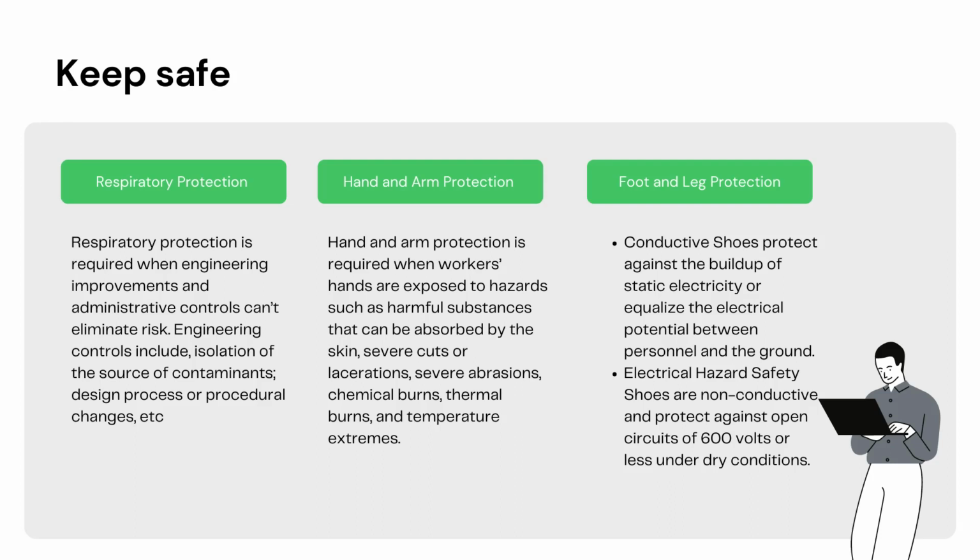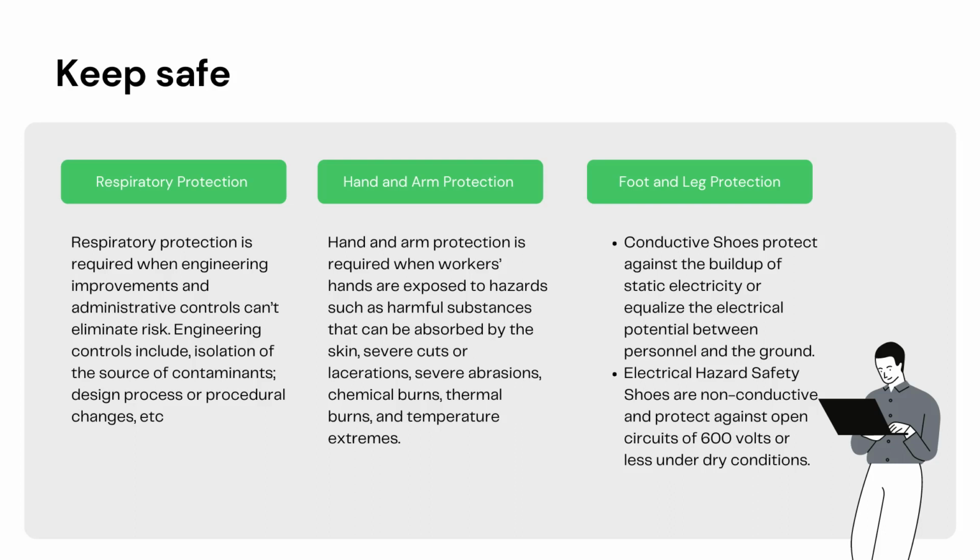Next is the respiratory protection. Respiratory protection is required when engineering improvements and administrative controls can't eliminate risk. Engineering controls include isolation of source or contaminants, design process or procedural changes, etc.